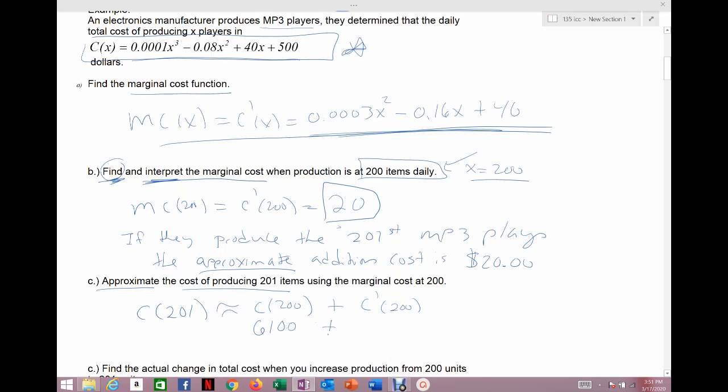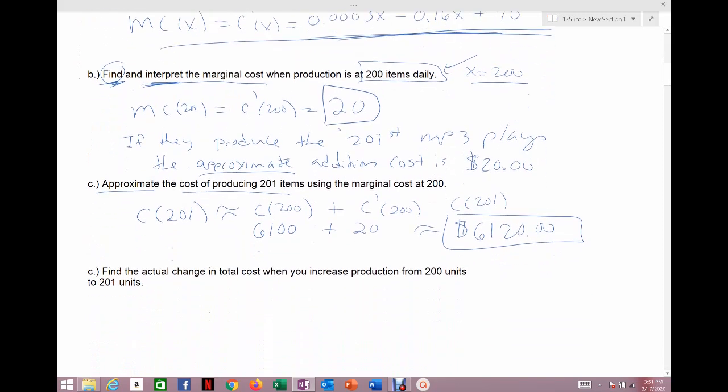All right, so that's how much it costs to produce 200, their current level of production. So right now, they're producing 200 MP3 players. It's costing them $6,100. Using marginal analysis, to produce one more, it should cost them $20 more, about. And so the cost to produce 201 items is about $6,120. All right, again, based on marginal analysis, that's how much it should cost to produce 201 items. And marginal analysis is usually pretty accurate, especially in these types of equations where they're simple polynomial types.